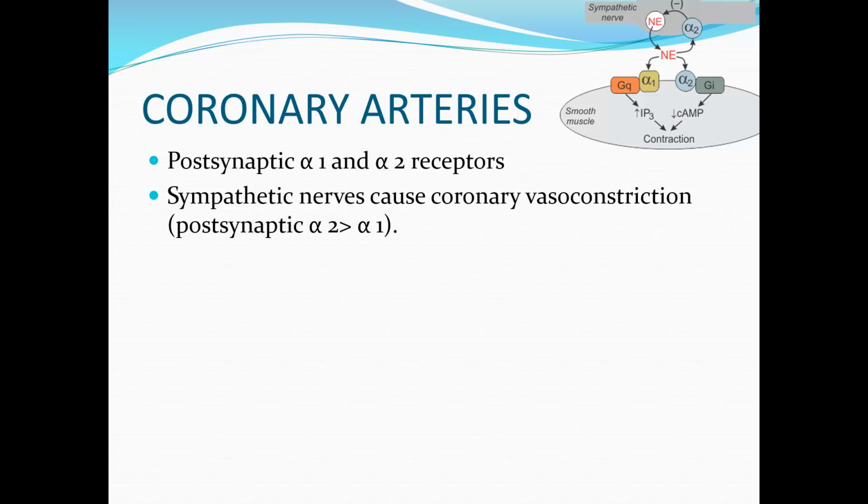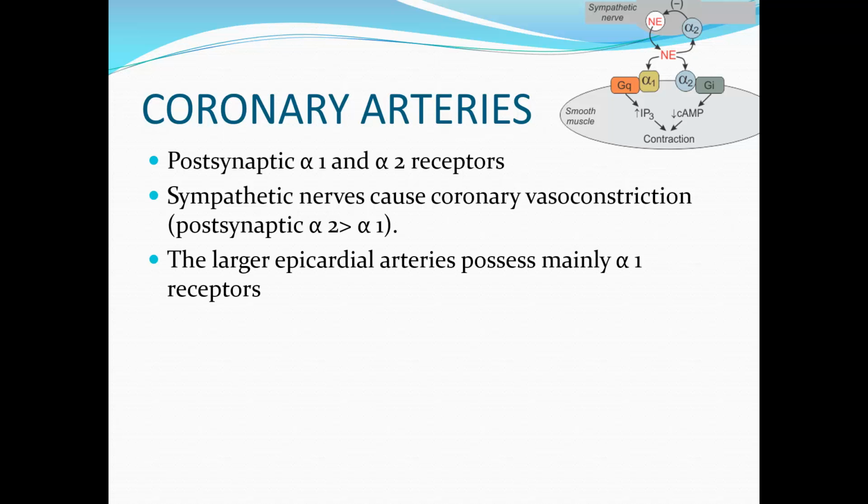But sympathetic nerves cause coronary vasoconstriction because there is a higher preponderance of alpha 2 over alpha 1. But there are alpha 1 receptors in the coronary arteries too, not just alpha 2. The larger epicardial arteries primarily have alpha 1 receptors. Small coronaries have more alpha 2 receptors.